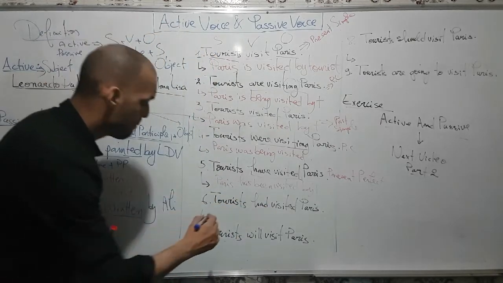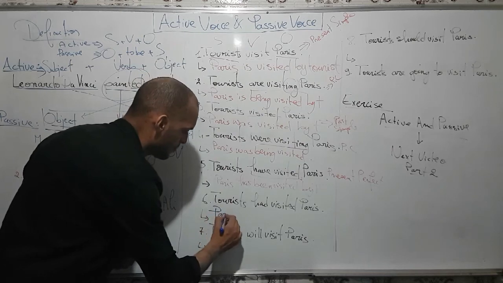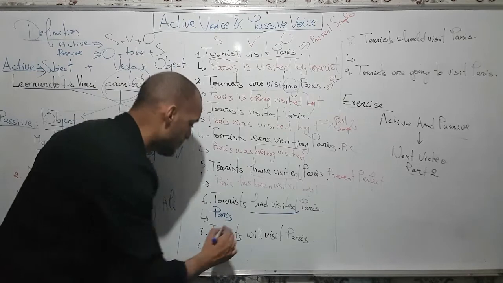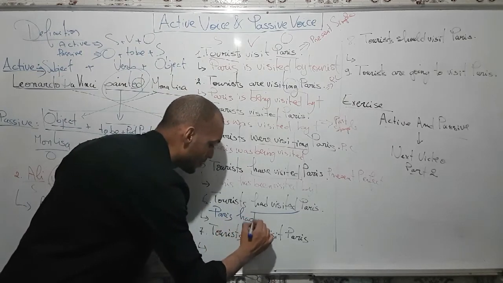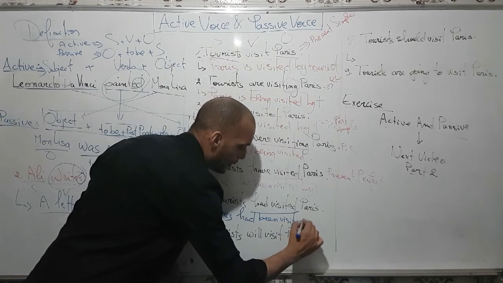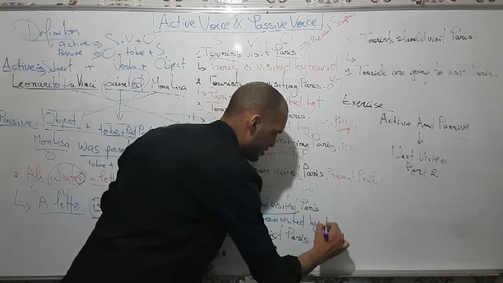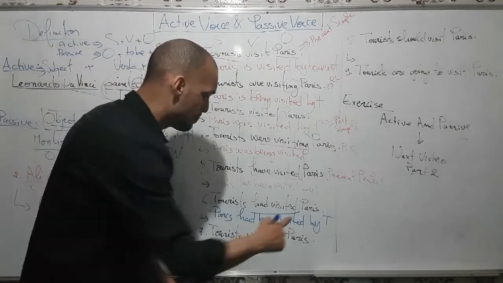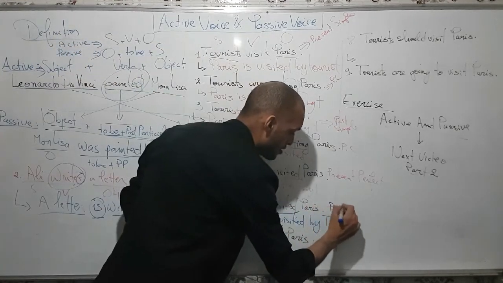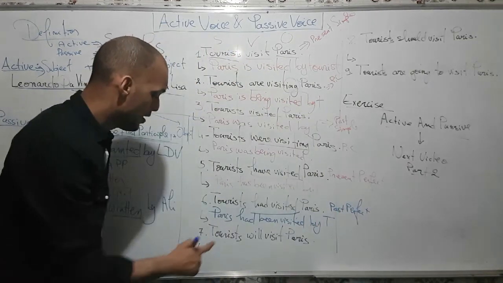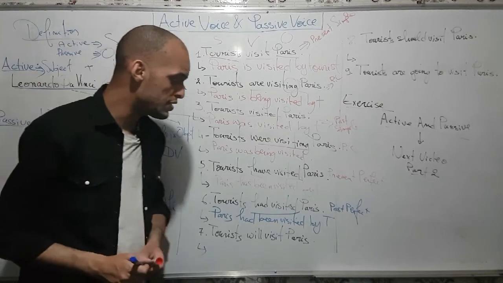Okay, we say Paris. Where is the verb here? Verb is had visited, past perfect. We say Paris had been visited by tourists. Okay, sentence number seven, the last sentence. So this is past perfect. Okay, sentence number seven, tourists will visit Paris.